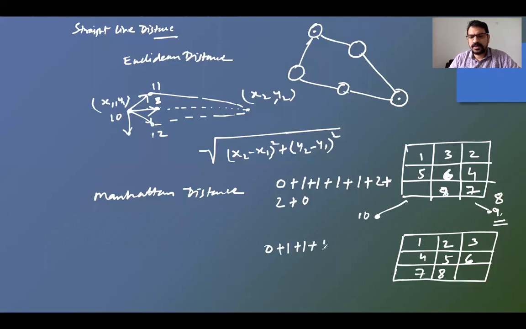4 is in their position, no. I'll calculate 1. 5 is in their position, no. I'll calculate 1. 6 in their position, no. I'll calculate 1. 7 in their position, no. I'll calculate 1. So what is the heuristic value?